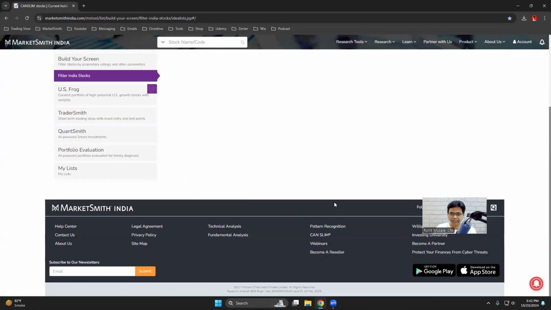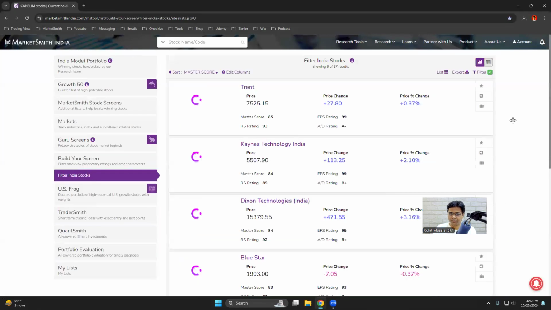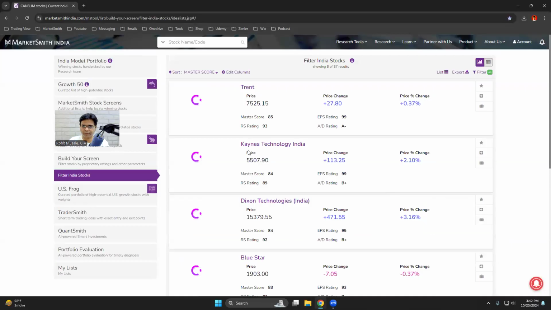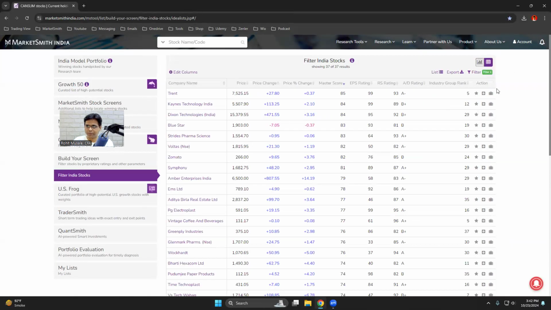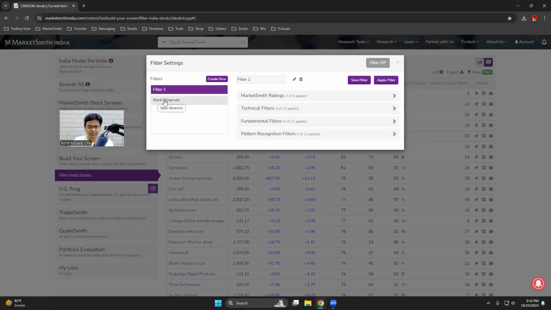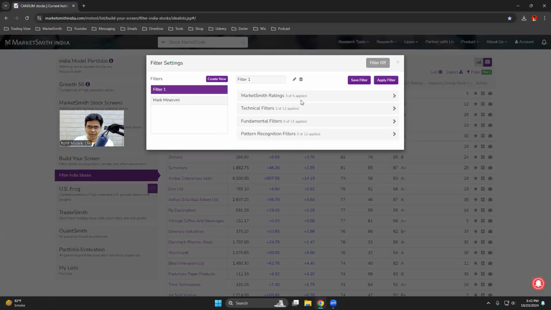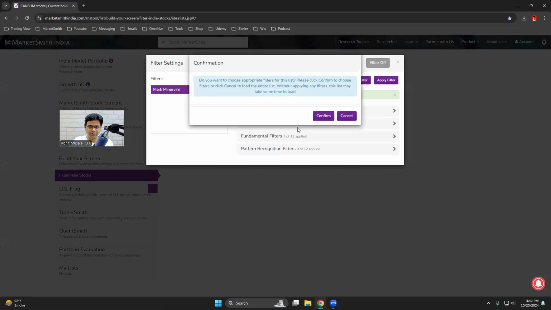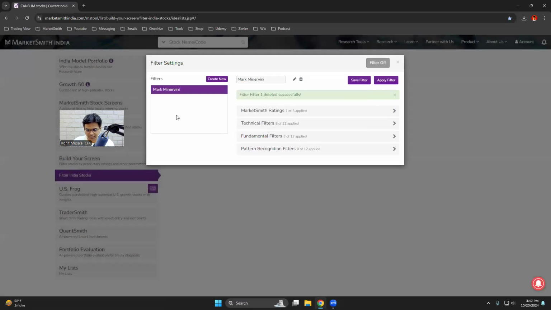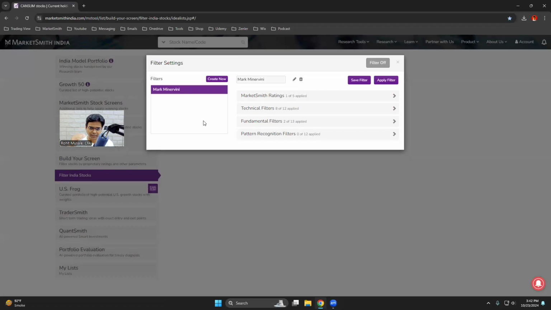I click on filter India stocks. Let me put it here. Okay. So now let's go to filters. See, I have created a Mark Minervini filter here. Because if you read Mark Minervini's book, he gives you something called the trend template. It's a very important criteria. It shortlists those stocks for you which are already in a stage 2 uptrend. We only want to buy uptrending stocks. We are not interested in stocks that are downtrending or which are going sideways. We only want to buy uptrending stocks.